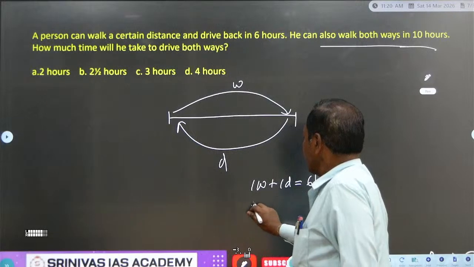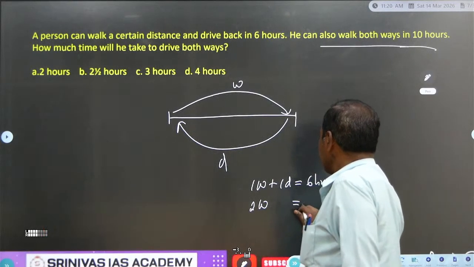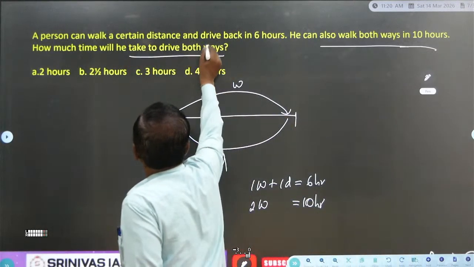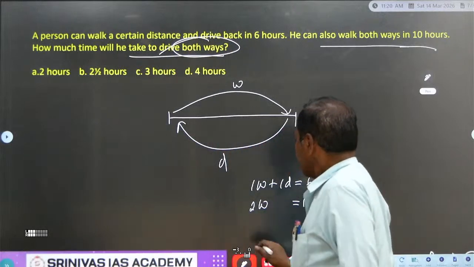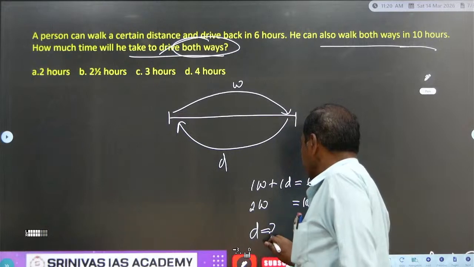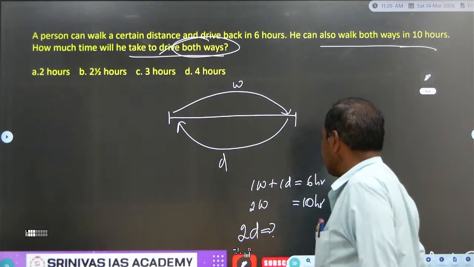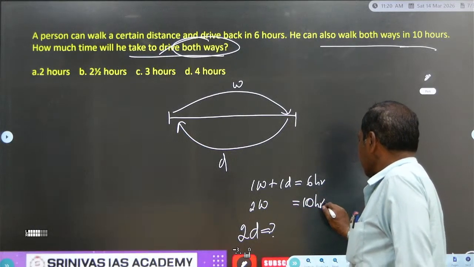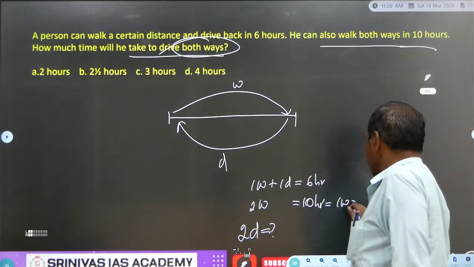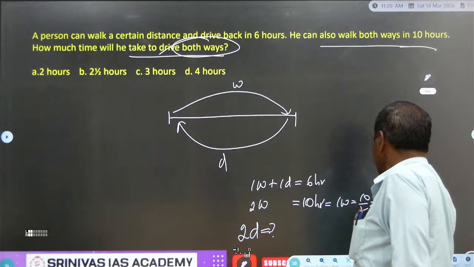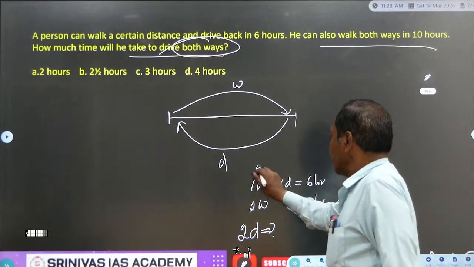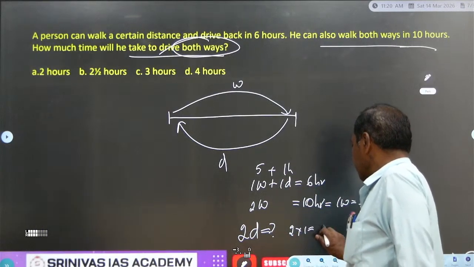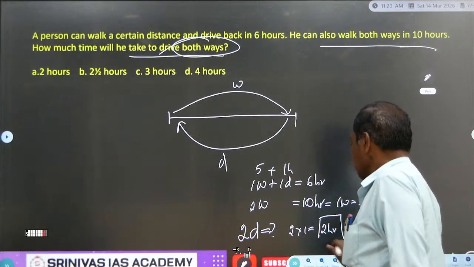So going and also walking equals to what? 10 hours. And how much time will it take to drive both ways? 2 hours. Driving both ways is equal to how much? Now we can see 6 hours, 10 hours, you can understand. Here you can say 1 walking is equal to 10 by 2, 5 hours. So here 1 walking is 5 hours plus 1 hour. So this is 2 driving, means 2 into 1, 2 hours. So like that, 2 hours.